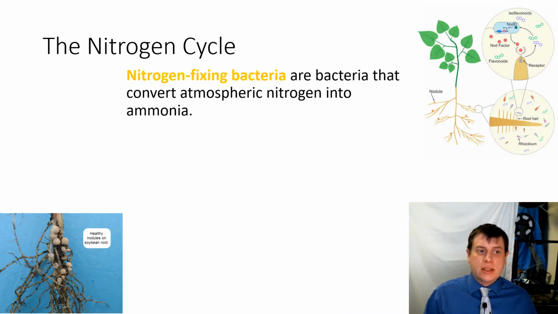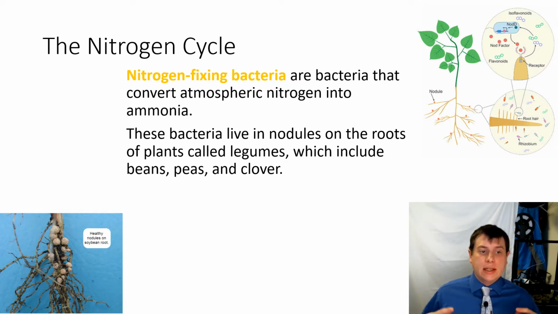So after these bacteria convert the nitrogen into ammonia, what they're going to do is make that absorbable by plants. These bacteria usually live in the root nodules of plants called legumes, which includes beans, peas, clover, and several others. What's a useful thing for farmers to do is to make sure that these plants are planted in between other crops so that they ensure an availability of nitrogen in the soil.